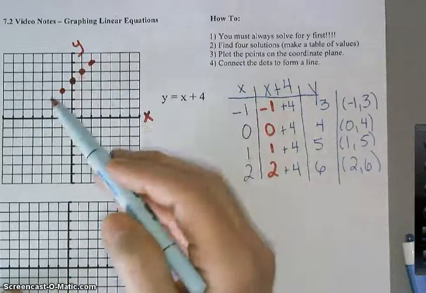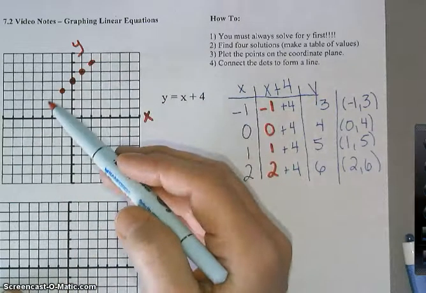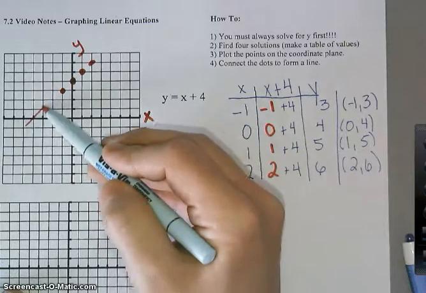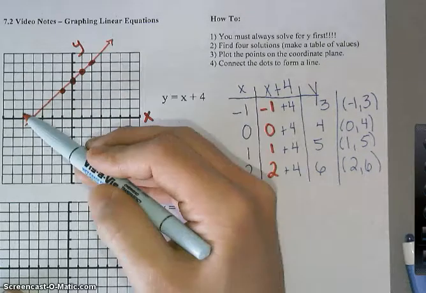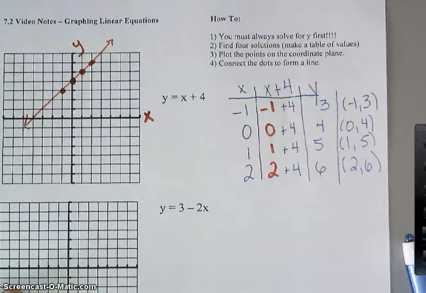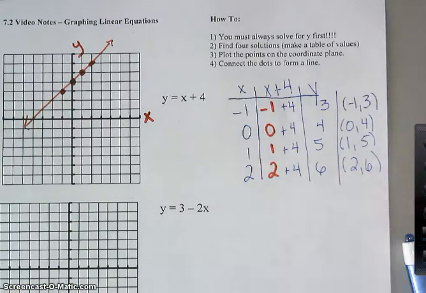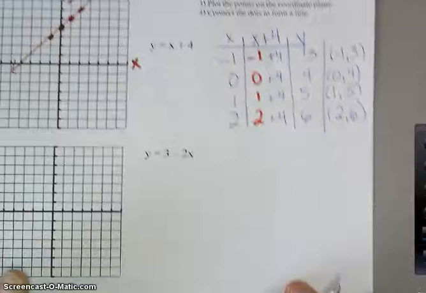And if at any point in time one of your dots doesn't line up, that means you did something wrong when you plugged them into your function. Because like I said, these are all linear functions, which means they all should form a line. Okay, let's move down to our second example.